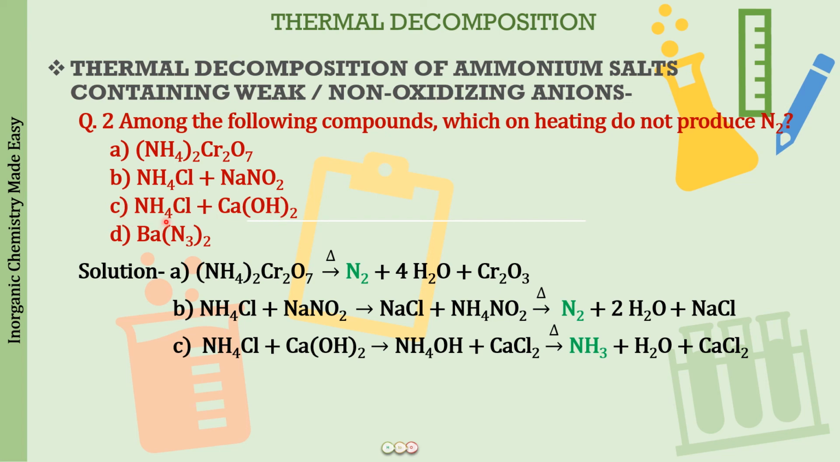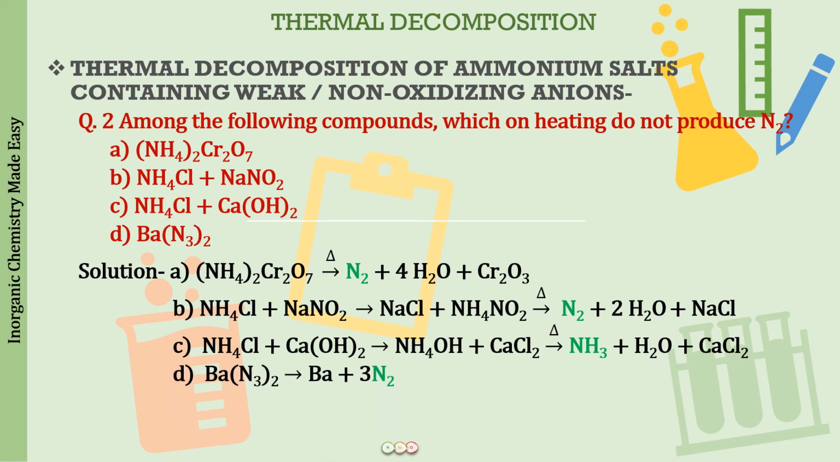From NH4Cl and calcium hydroxide, you will be getting NH4OH plus calcium chloride. Again, on heating NH4OH, OH is going to be a non-oxidizing anion. So the product will be ammonia gas, along with that water, and along with that calcium chloride. So these are the 3 products that are formed.